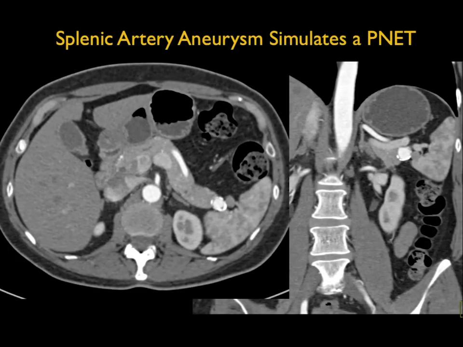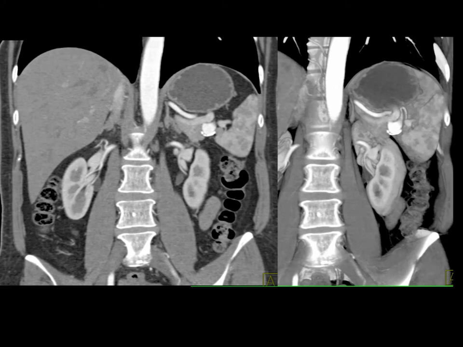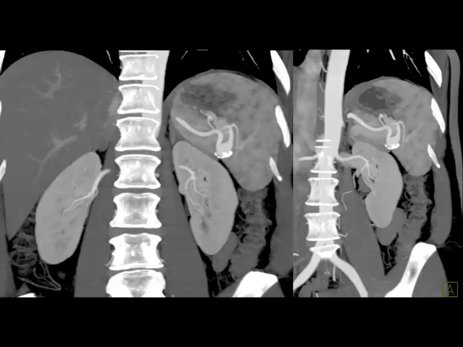Now, every once in a while, we can get fooled. This was sent in as a neuroendocrine tumor. And when you look at it, it kind of looks like a neuroendocrine tumor. It's not an accessory spleen. It's too bright. But then when you look at the reconstructions, you recognize that with that rim calcification, you're actually not looking at a neuroendocrine tumor, but you're looking at a splenic artery pseudoaneurysm or aneurysm with rim-like calcification.